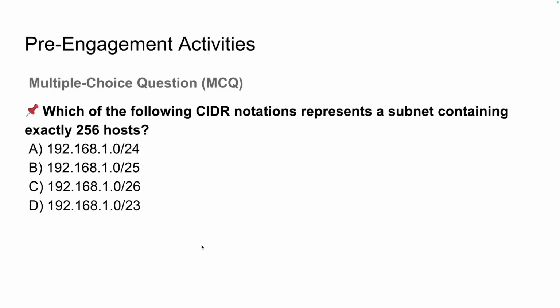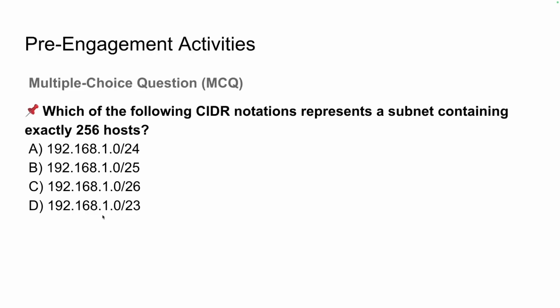All right? Multiple choice question. Which of the following CIDR notations represents a subnet containing exactly 256? Okay, so exactly 256. Keep in mind, this /24, 25, 26 is the number of bits that are assigned to the subnet. So if you have a /24, that means that all of these 3 octets have actually been accounted for.